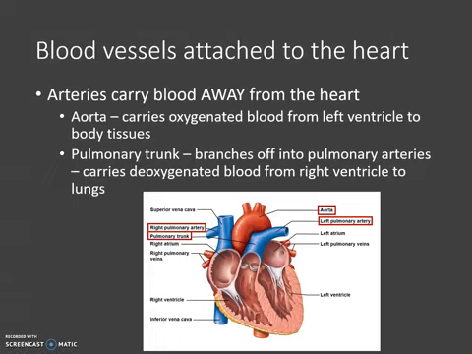The main arteries attached to the heart are the aorta, which is this one right here. This is the main artery that's carrying oxygenated blood through the systemic circuit. The other artery is called the pulmonary trunk, and the pulmonary trunk branches into the left pulmonary artery and the right pulmonary artery. And this is another example where the aorta carries oxygenated blood, but the pulmonary trunk and pulmonary arteries carry deoxygenated blood. But both of them are arteries because they're carrying blood away from the heart.